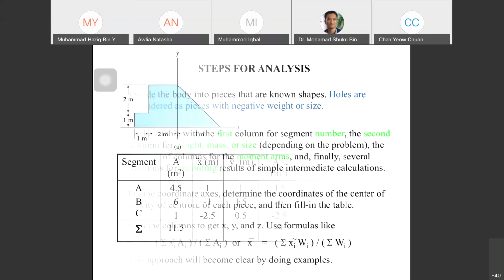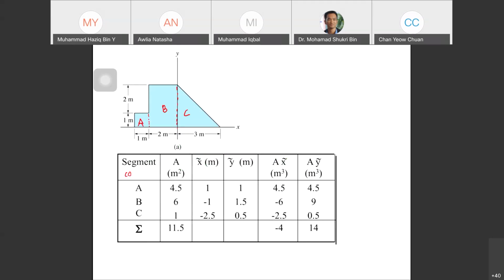Step number 2, we make a table. We make a table like this one. This is column 1. Column 1, state the segment. Column 2, state the area. For 2-dimensional, we use area. For 3-dimensional, we use volume. This is area, area for each segment.